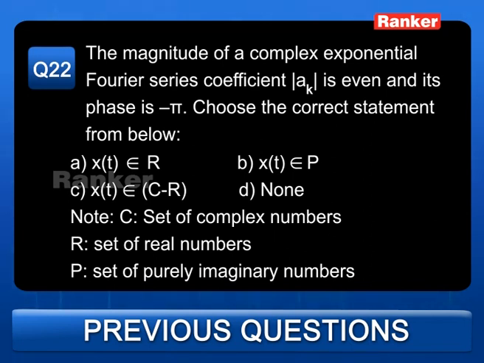Choose the correct statement from below. Okay, here we have defined three different types of parameters. We are giving capital C as the set of complex numbers, capital R as the set of real numbers, and capital P as the set of purely imaginary numbers. Now, we have to identify whether the given signal is a real signal, or a purely imaginary number, or is it in the set C minus R, or none of the above.